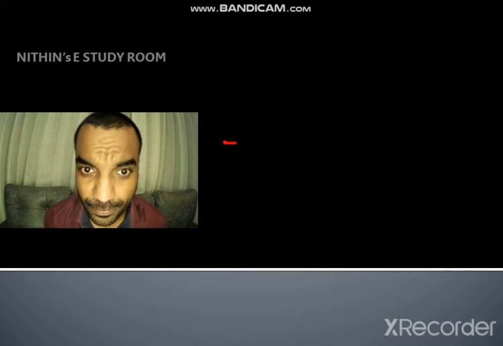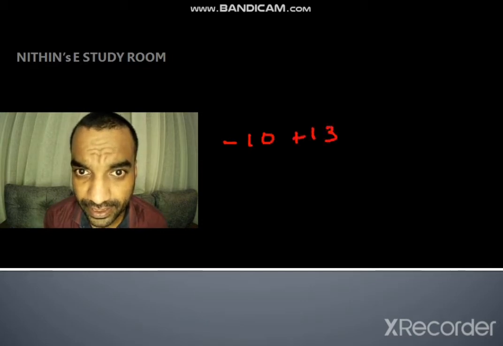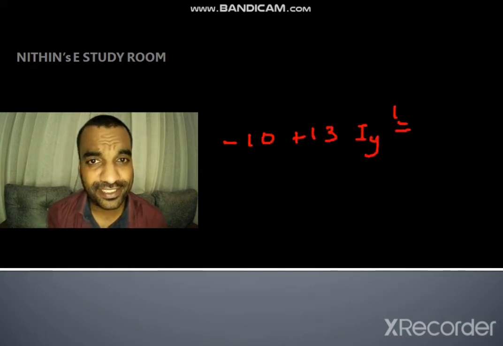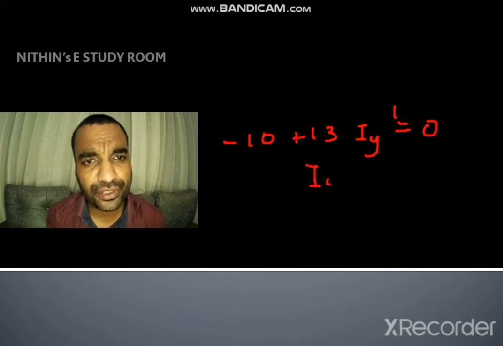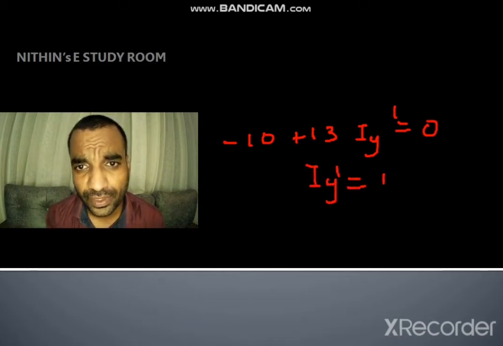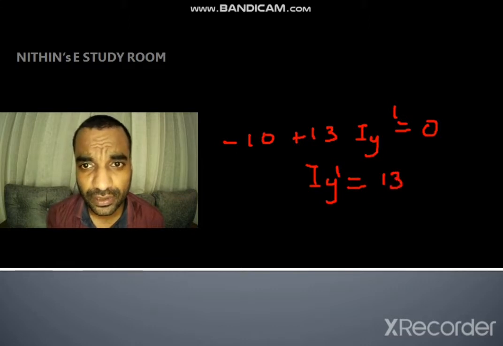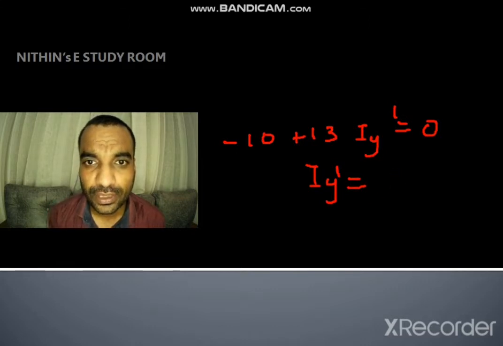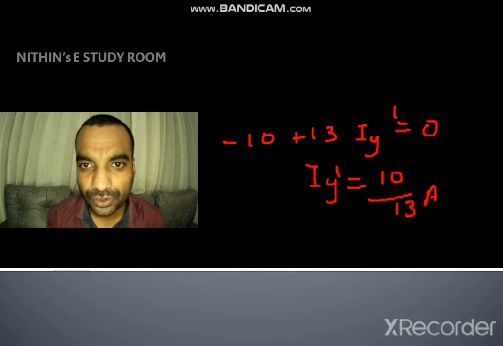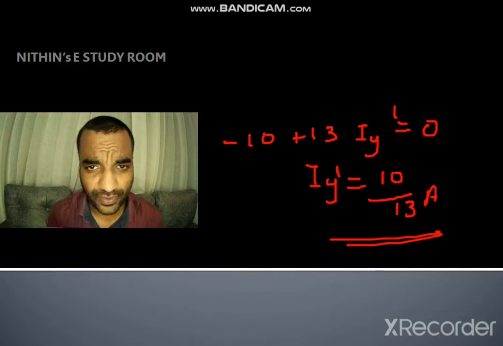So I am rewriting the KVL equation on the new slide. The equation was minus 10 plus 13 IY dash is equal to 0. So from this equation you will get IY dash is equal to, not 13, IY dash is equal to 10 by 13 ampere. So you got IY dash, that is the current from the first sub-circuit. Now you can move to the case of the second sub-circuit.